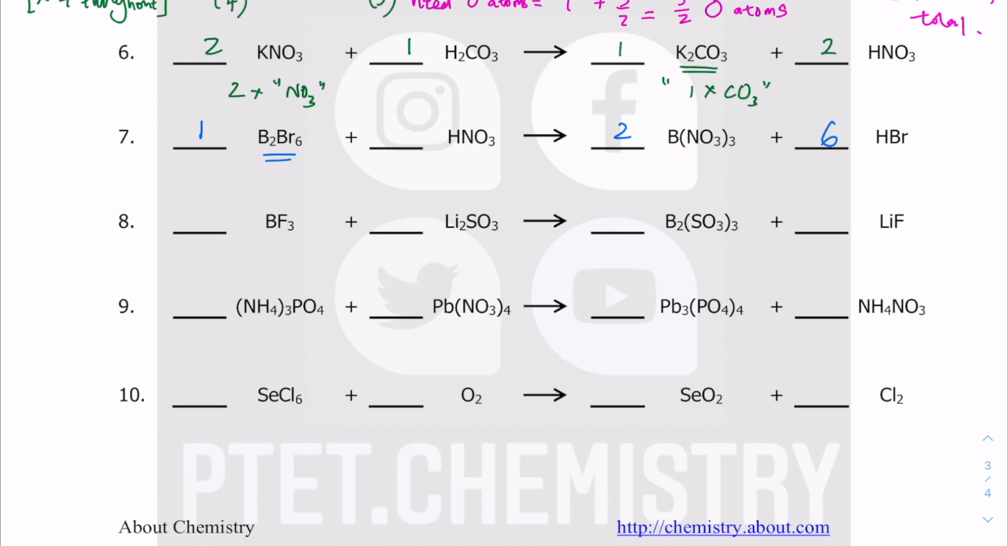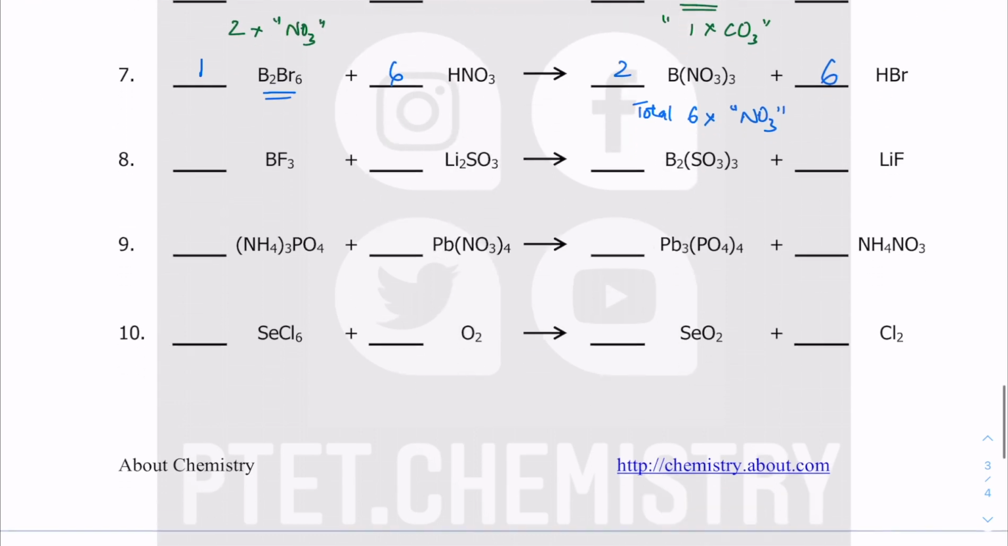I have 3 of the NO3. Hang on. In one of these, I have 3 of the NO3 unit, but I've got 2 of it as a result of these. So altogether, I have 2 times 3, which is a total of 6 times NO3. So if I need 6 times NO3 and I only have 1 of it here, I need 6 in front there. Let's have a look at the hydrogen. 6 hydrogen gives me 6 hydrogen. Everything else is balanced as such.